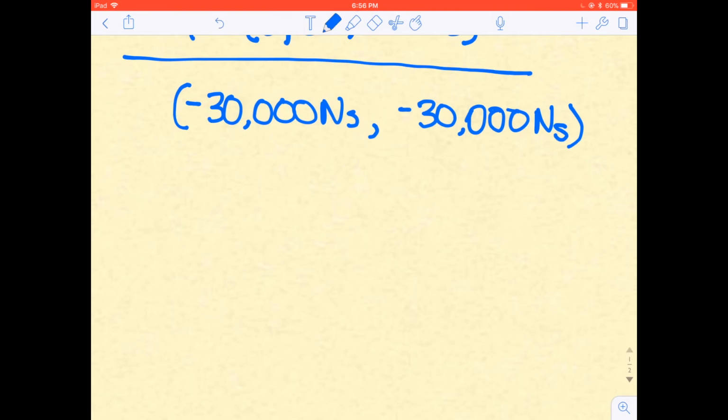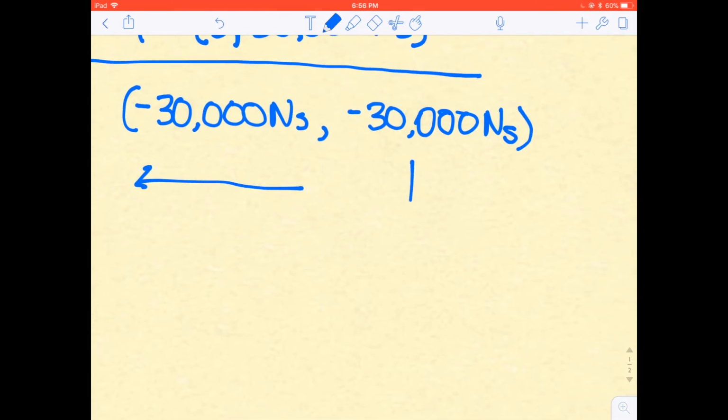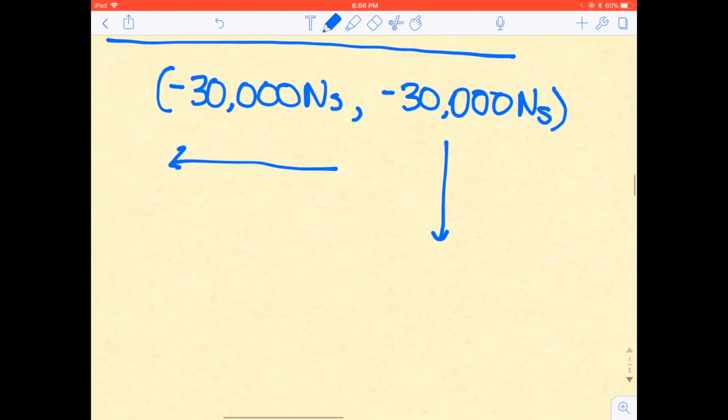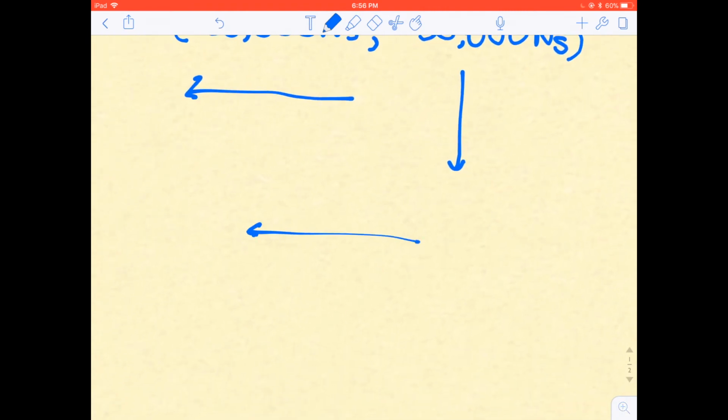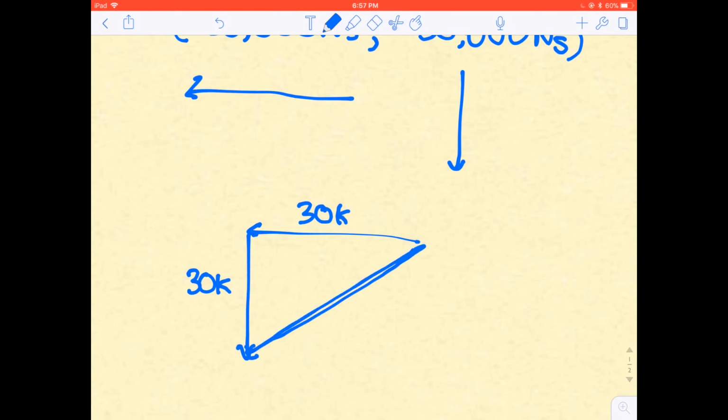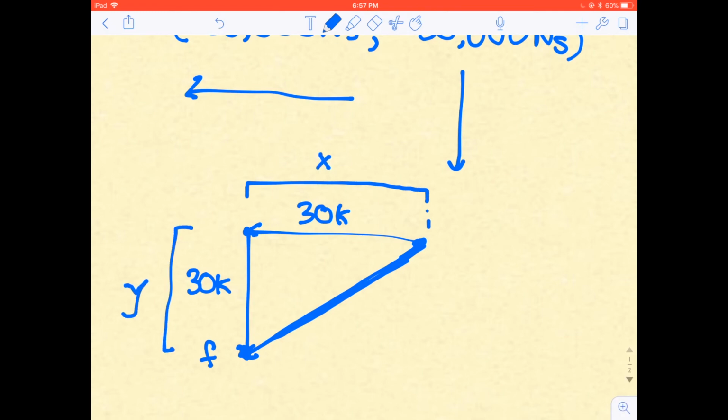For the x component, since it's negative 30,000, it's an arrow going that way. For the y-axis, since it's a negative 30,000, it's an arrow going that way. So if you combine them, it gives you something like this, where this is 30,000, and then this is 30,000. And the total, or the magnitude, is the arrow that connects the initial point and the final point. Just for elaboration, this part is the x, and this part is the y.